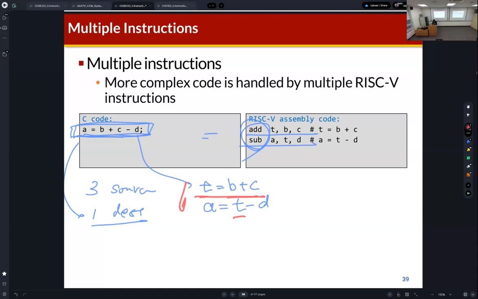As you can see, the first line has two sources, so we can translate it into the add instruction: add T, B, C. The next line can be translated into the sub instruction: sub A, T, D. So in high-level language code, we can use any type of operation, and the operation may include a different number of operands. But the RISC-V arithmetic instructions can only have two source operands and one destination operand. So in this case, we obviously need to use multiple RISC-V instructions.